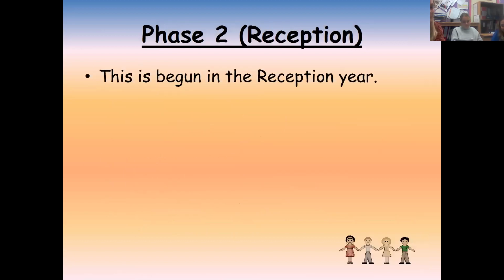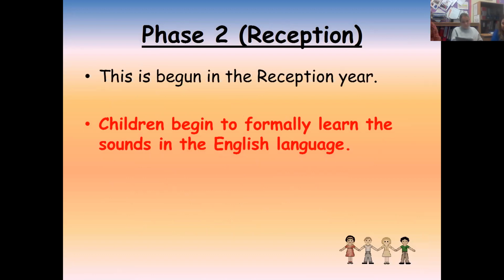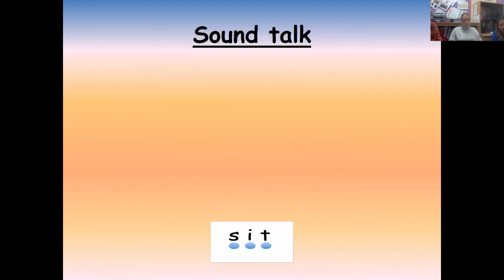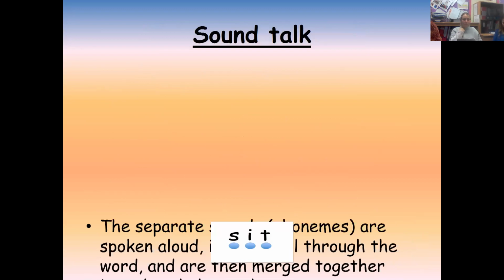As children progress into reception, they'll begin with phase 2 phonics. This is where children begin to formally learn the sounds in the English language. Lessons do become a little more focused at this stage as they become older, but it is still mainly daily lessons and activities which incorporate phonics through play as well. So lots of games.